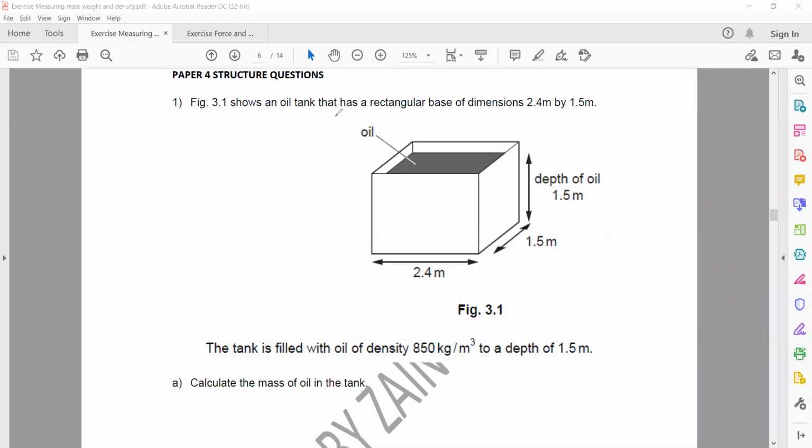We have the formula that density is equal to mass present in a unit volume. So mass divided by volume is density, but in the question we need mass, so the mass will be equal to density multiplied by volume. What is the density of the oil, as we are finding the mass of the oil? The density of the oil is given as 850.